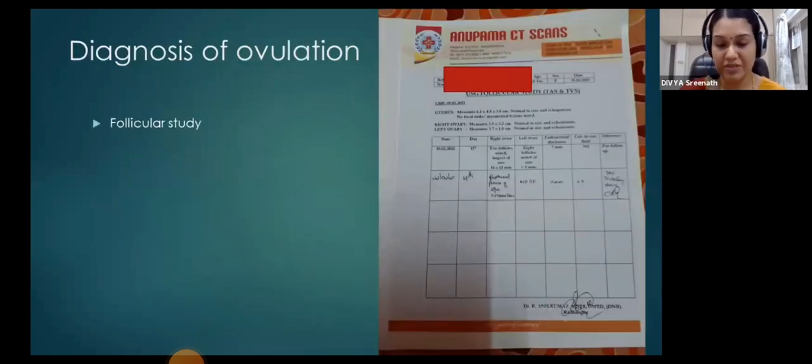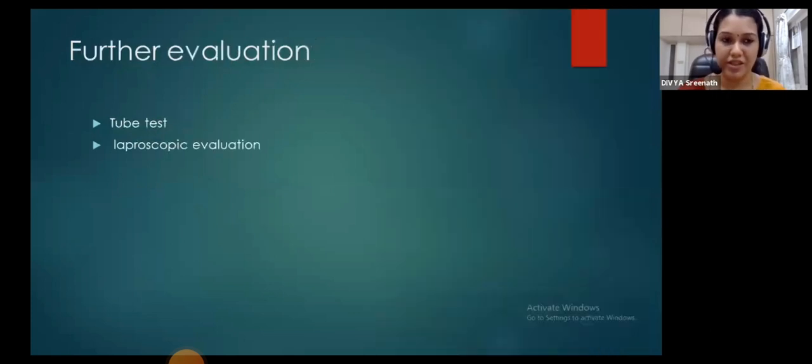Then for a female, we can do a follicular study to assess ovulation. The first and foremost, you have to do a semen analysis. After you take the history that the patient's cycles are regular, assess ovulation by doing a follicular study. Further, if ovulation is normal, we can do a tube test to assess tubal patency, or the cervical factor. You can also examine to see whether the cervical opening is patent, like if there is a pinhole cervix.